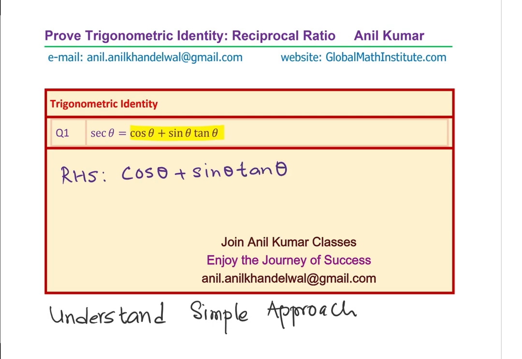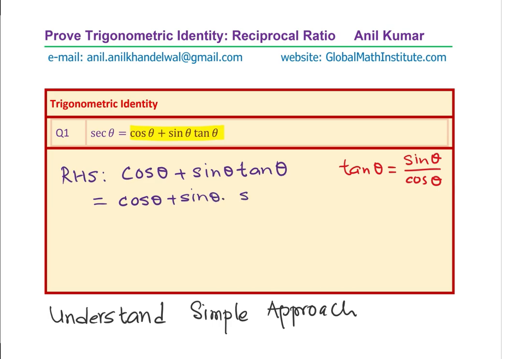The idea here is to write down all the ratios in terms of sine and cosine. We know from the quotient identity that tan theta is the ratio of sine theta and cosine theta. So we can replace tan theta with this particular ratio. And then what do we get? You can actually pause the video and do it with me. We get cos theta plus sine theta times tangent theta written as sine theta over cos theta.